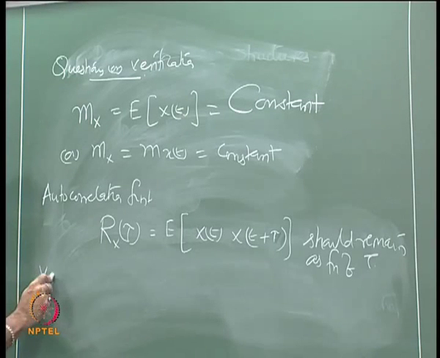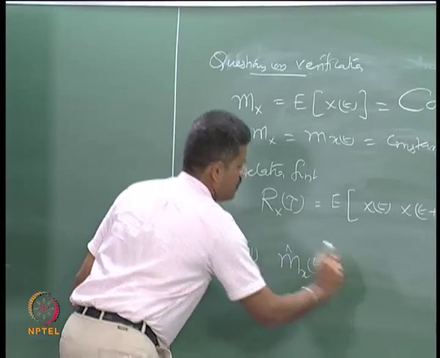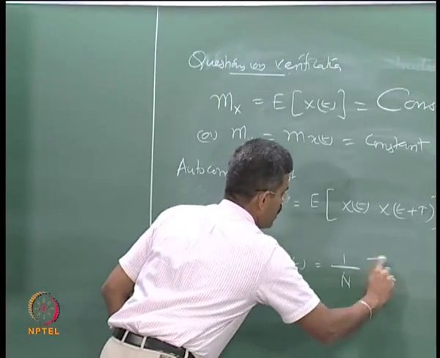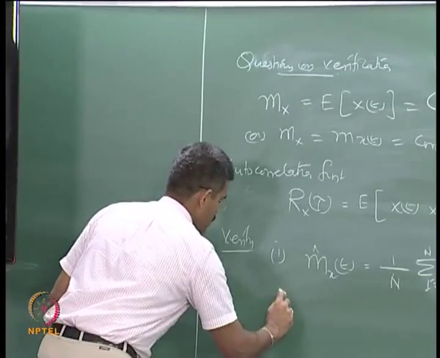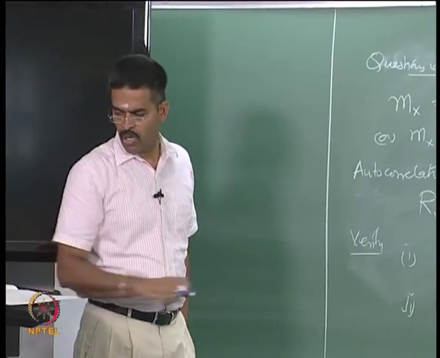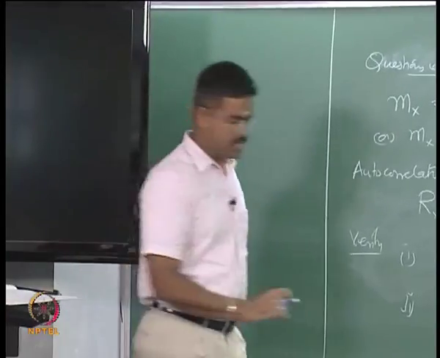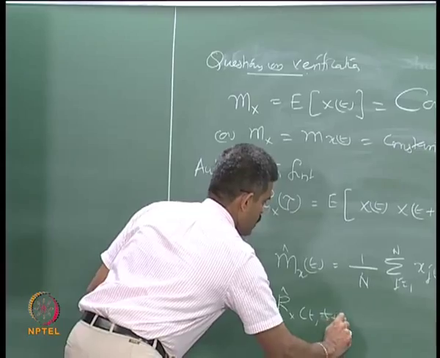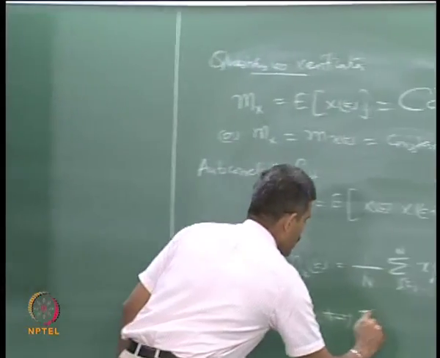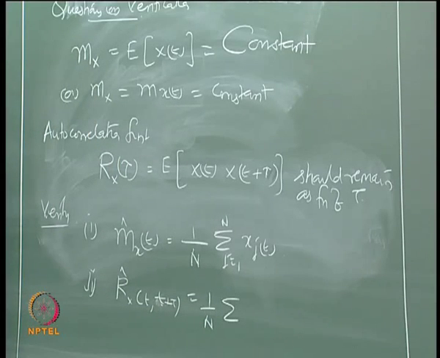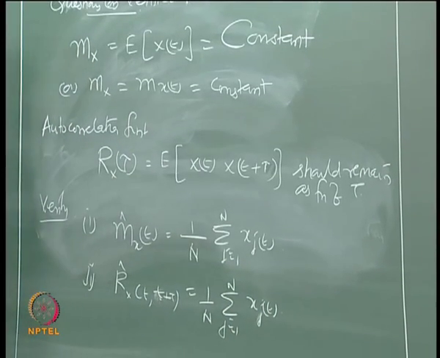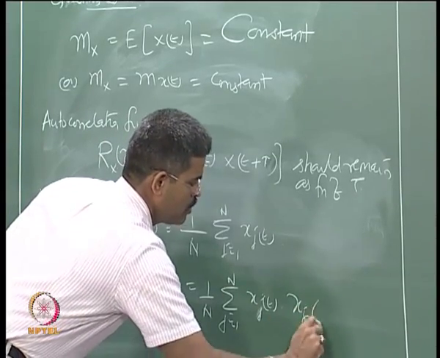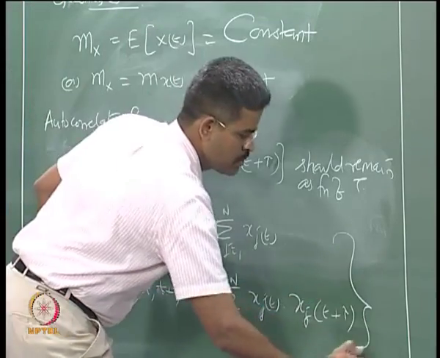To be very specific, I have got to verify the following. One, my mean, which is nothing but 1 by n of the sum over j equals 1 to n of xj of t, and my autocorrelation function, which is a function of t and t plus tau, given by 1 by n of the sum of xj of t times xj of t plus tau, should remain independent of time.